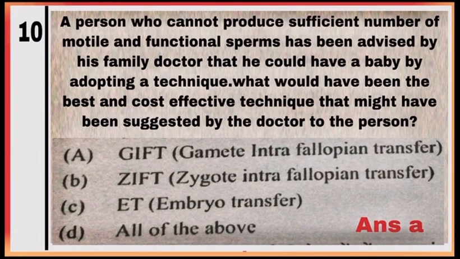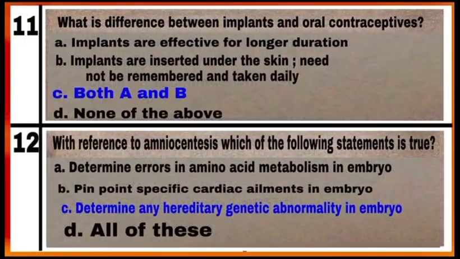Question 10. A person who cannot produce sufficient number of motile and functional sperms has been advised by his family doctor that he could have a baby by adopting a technique. What would have been the best and cost-effective technique that might have been suggested by the doctor to the person? The cost-effective technique that might have been suggested is option A, GIFT, gamete intrafallopian transfer. So here mark A.